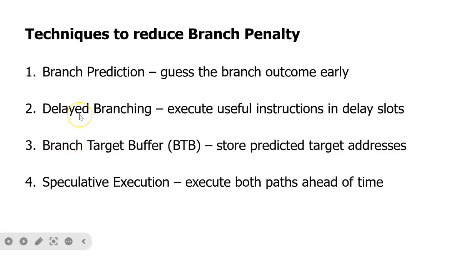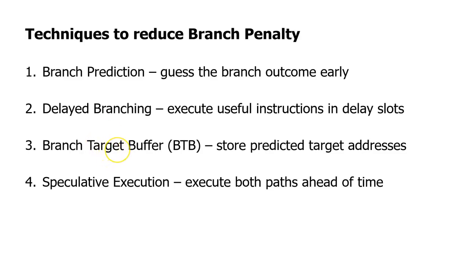The next technique to reduce the branch penalty is delayed branching, where the processor executes one or more useful instructions after the branch instead of wasting those clock cycles. Another technique is branch target buffer, which stores the recently used branch targets, so that if the same branch appears again, the target address is available immediately.